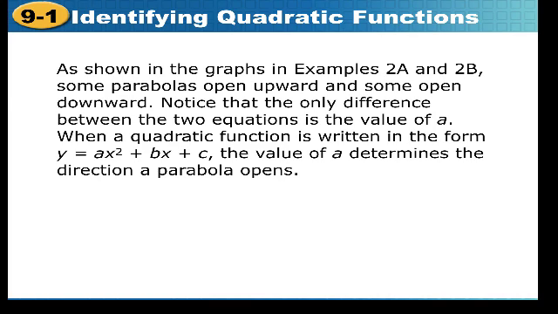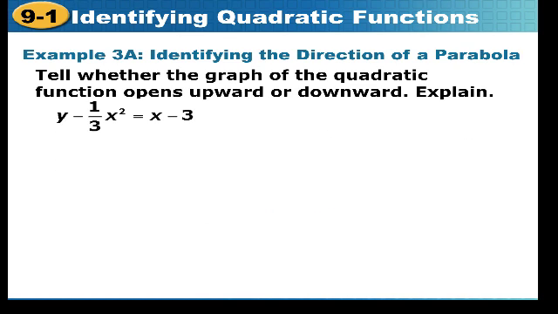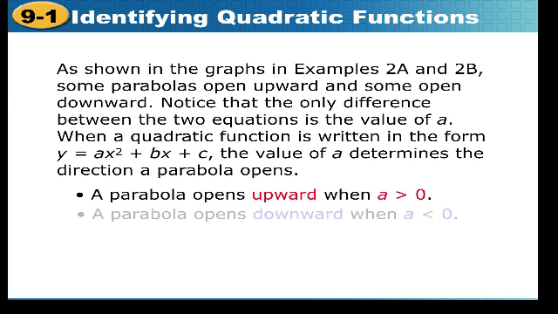As shown in the graphs in examples 2a and 2b, some parabolas open upward, some open downward. Notice that the only difference between the two equations is the value of a. When a quadratic function is written in the form y equals ax squared plus bx plus c, the value of a determines the direction the parabola opens. A parabola opens upward when a is greater than 0. A parabola opens downward when a is less than 0.